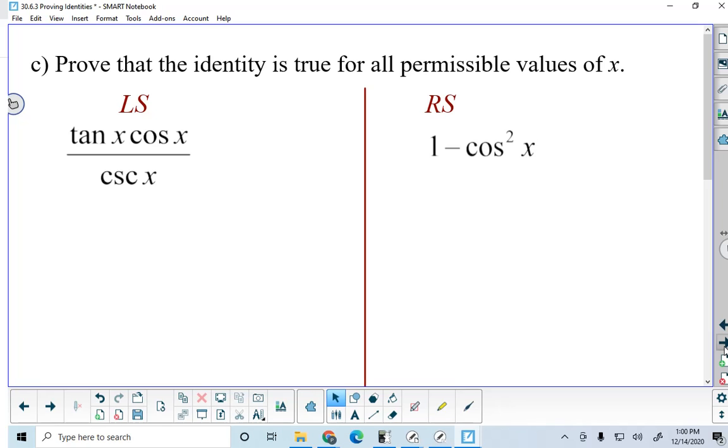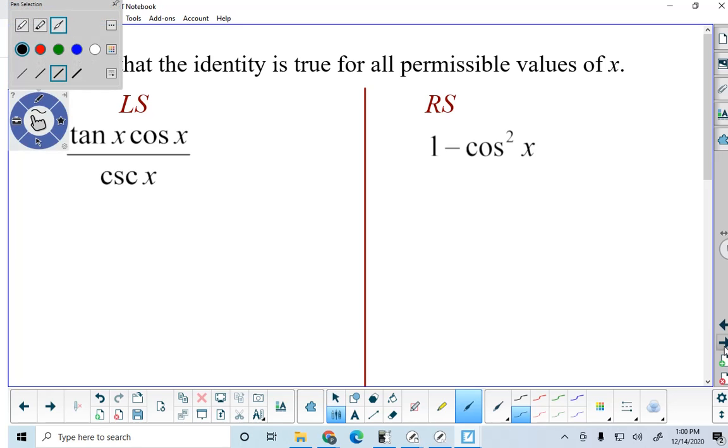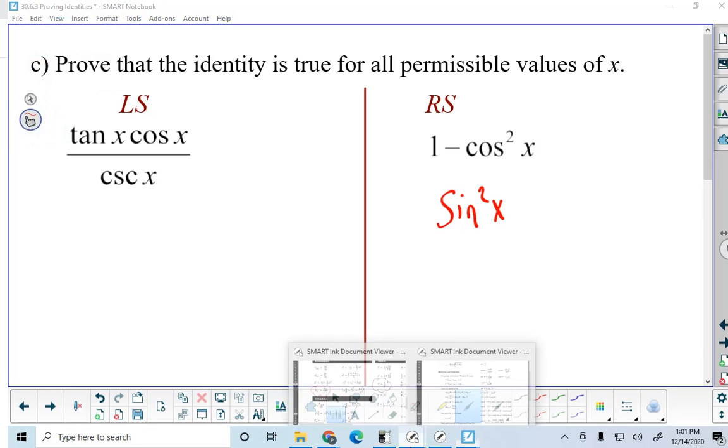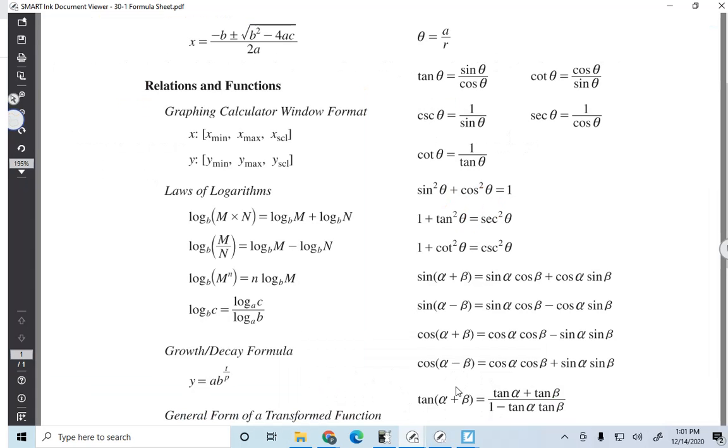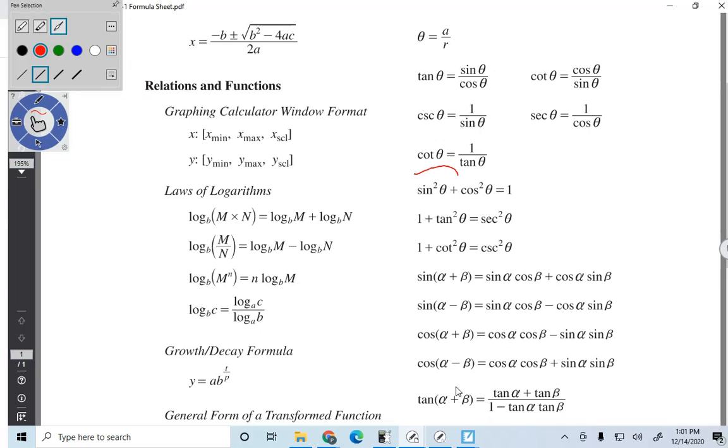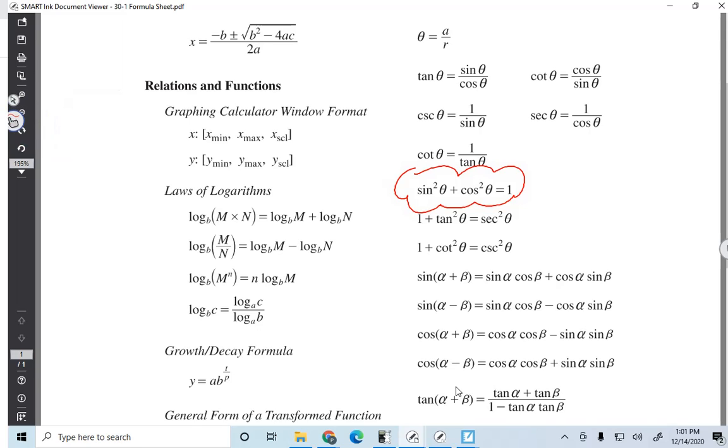Now when I look at this, and I really hope everybody is in agreement, the very first thing that pops in my head is the fact that the right-hand side is sine squared of x. I know that 1 minus cos squared is sine squared because of this identity on my formula sheet. Sine squared of theta plus cos squared of theta is equal to 1. Well, if it's equal to 1 and I subtract cos squared from both sides, I get this statement.